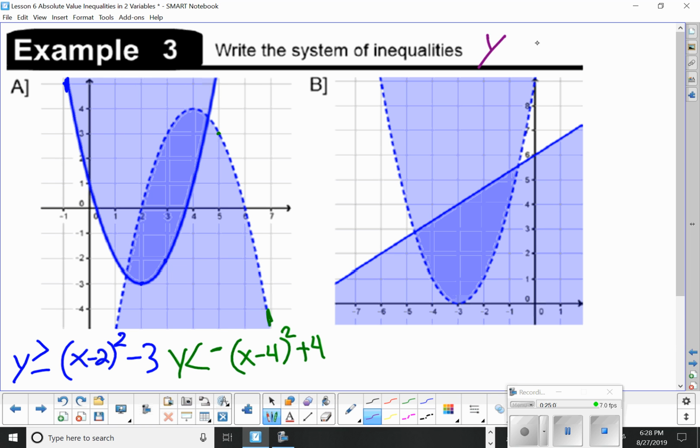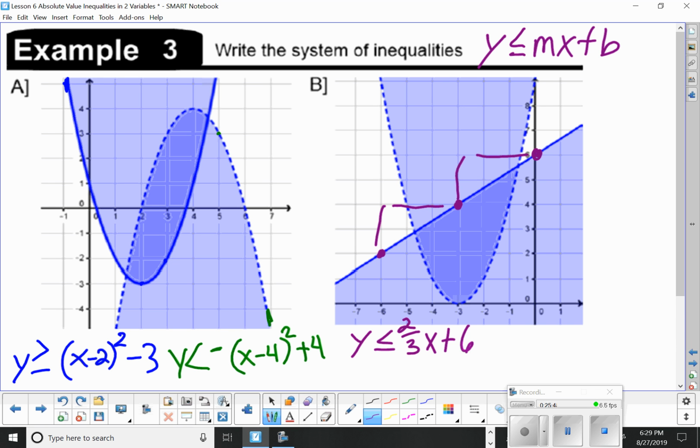Remember, y equals mx plus b. Since this is below, it's going to be less than. It's solid, equal to. So I have y less than or equal to. My y-intercept, b value, is 6. I have the x, my slope. Well, I have to run along here until I find another spot. And I double check it here. This has a rise of 2 and a run of 3. A rise of 2 and a run of 3. So my slope is 2/3. That was easy.